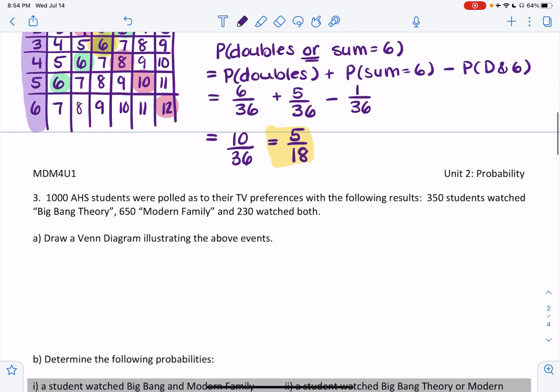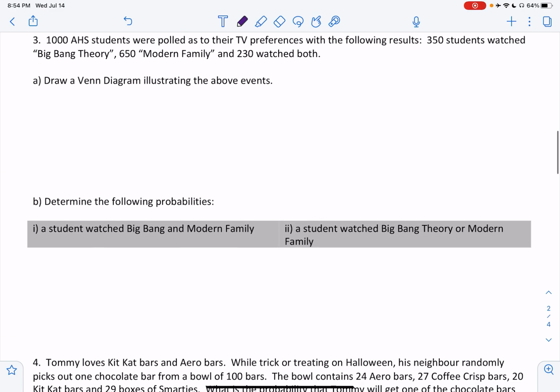So let's try another one, something a little different. So in this one, 1,000 Aurora High School students were polled to see their TV preferences with the following results. 350 students watch Big Bang Theory, 650 students watch Modern Family, and 230 watch both. So the first thing that we need to do is draw a Venn diagram to illustrate the above events. So we've done that a few times.